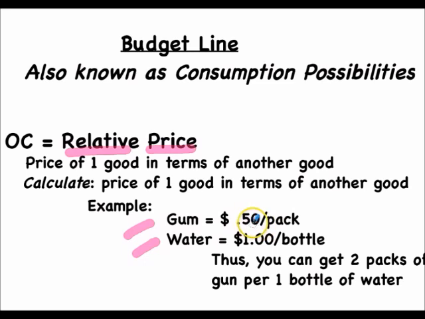2 packs of gum at 50 cents each is $1. 1 bottle of water is $1. So 1 water equals 2 gum. That's the idea of relative price. Okay, so that's kind of our starting point. Pretty basic, pretty straightforward, bringing back some old ideas, some old calculations. Let's move forward.